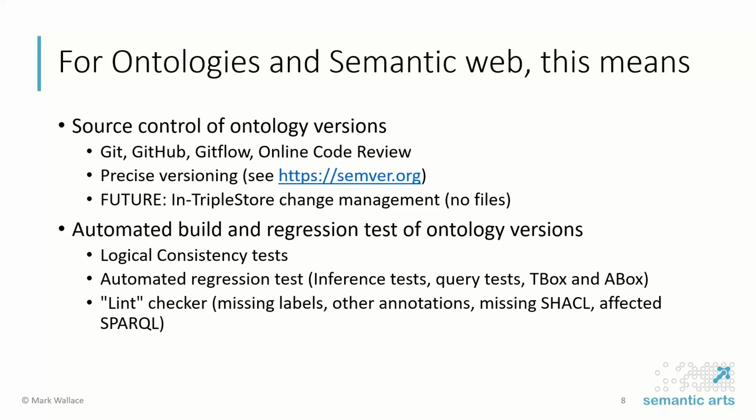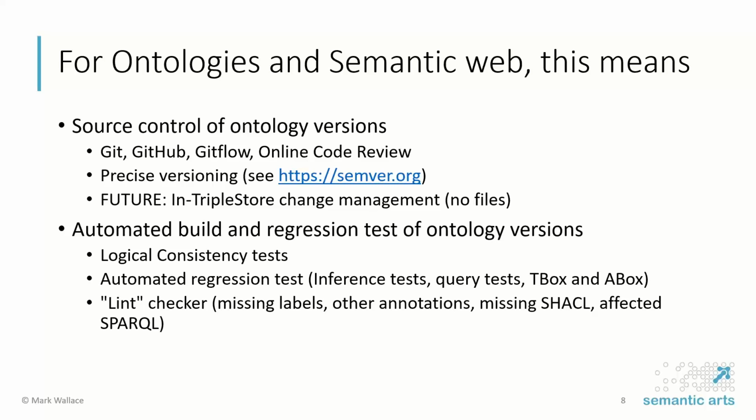The other part of that automated build and regression test is the idea of lint checking. Lint is a term that came out of C programming way back in the day, but it's just checking for either stylistic problems or code that's unreachable, things that are kind of dirty and need to be picked out of the code to make it cleaner. In the semantic world, this can mean missing labels, checking to make sure you've got labels and other required annotations based on your style guide.